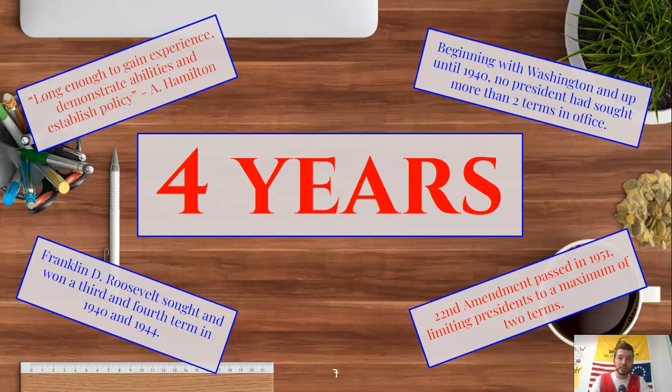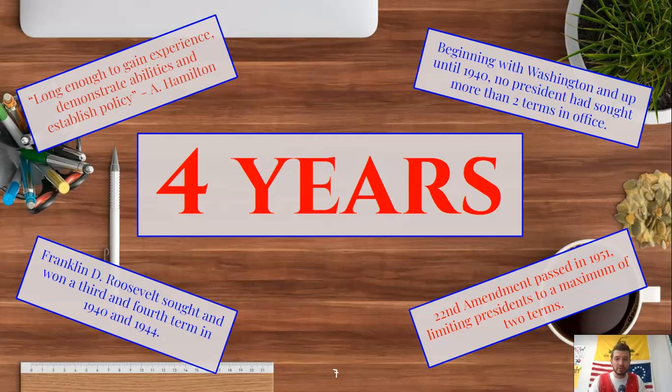But usually there's only 2. Usually presidents have only served 2 terms, meaning 8 years total. That was because George Washington started that tradition, and every other president just kind of followed it. Until Franklin Roosevelt, who sought and won a 3rd and 4th term in 1940 and 1944, and he was the only president to serve more than 2 terms in office.